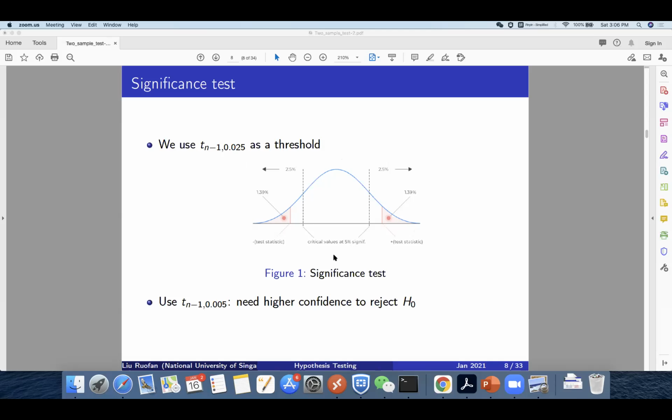Of course, we can increase the threshold to be a quantile of 0.005. But if we increase, that means I move my critical value further to the two tails. Then I really need a high value to reject H null. So it's not that friendly to researchers, but we can have more confidence in practice. So for Aaron, is Aaron there?